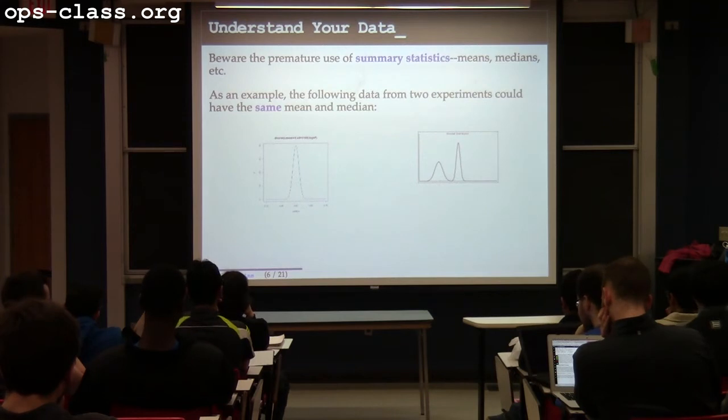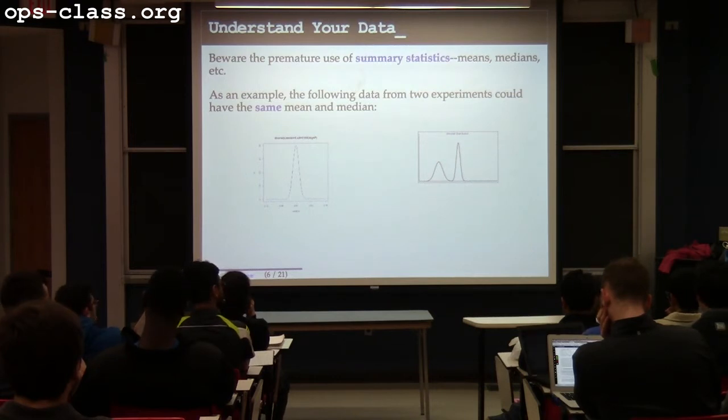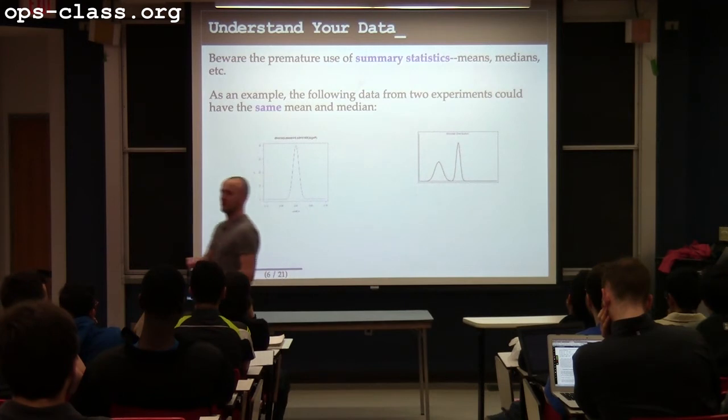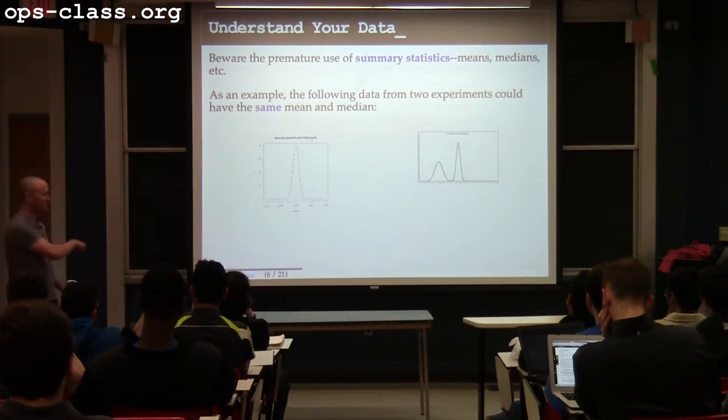So let me give you the canonical example of this. These two data sets produce the same mean and median. So if I computed the median and the mean of these data sets, common summary statistics, I get the same result. Now, clearly, there are different things going on with these two data sets. Clearly they look different. One's a one-hump camel, the other's a two-hump camel.